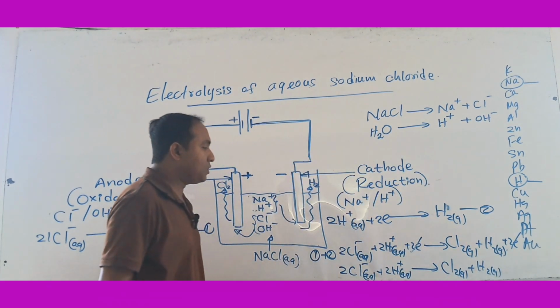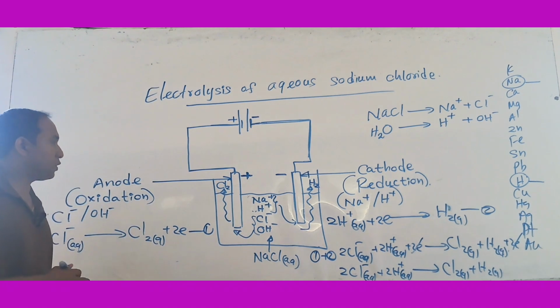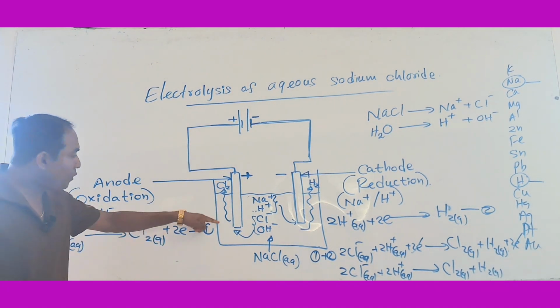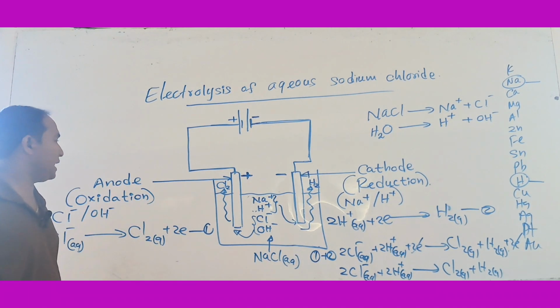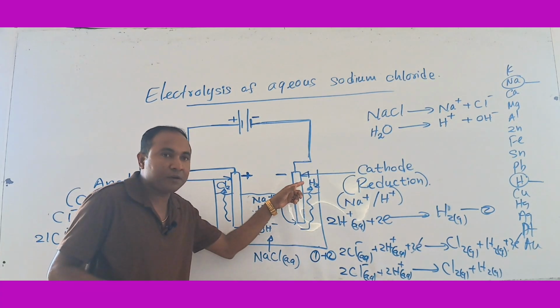During the electrolysis of aqueous sodium chloride solution, again I will remind you, chlorine gas evolves near the anode and hydrogen gas evolves near the cathode.